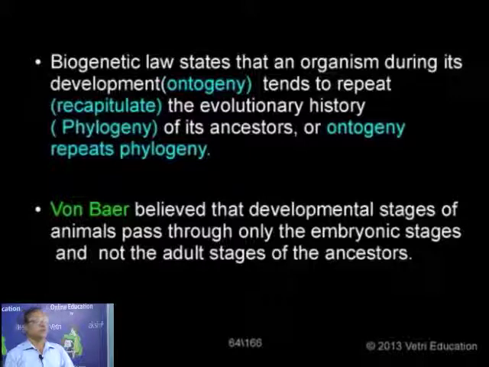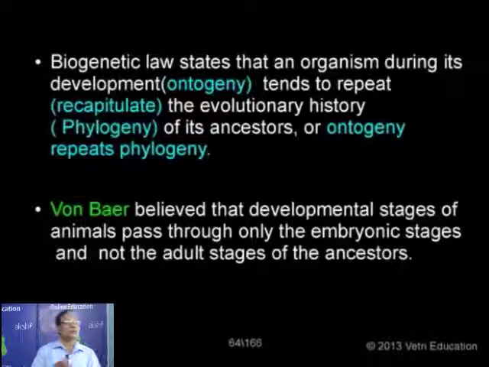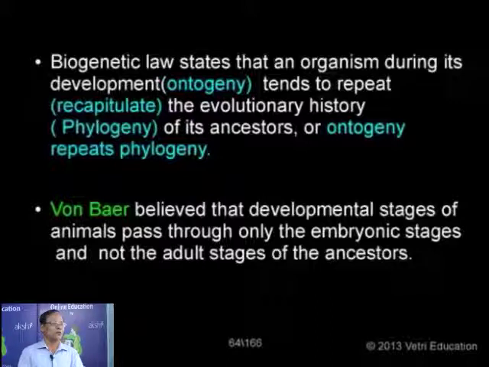This law states that an organism during its development, there are different stages in the development of an organism. Let us take the frog. In frog, zygote, the various stages, the tadpole larva, then adult. So an organism during its development tends to repeat, that is, recapitulate, the evolutionary history of its ancestors. So the meaning of that is, ontogeny repeats phylogeny.